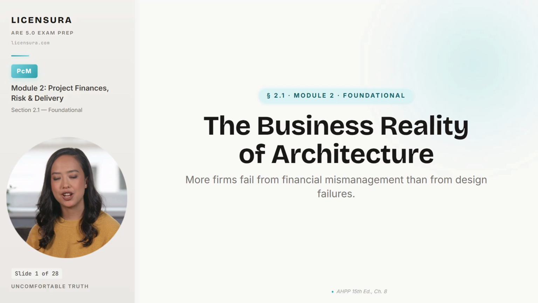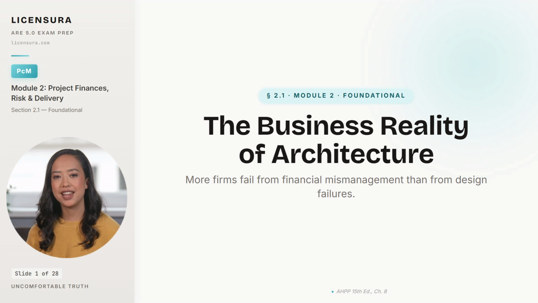NCARB tests this material heavily, between 29 and 35% of the PcM exam, for one simple reason. When a firm runs out of cash mid-project, the client's building sits unfinished, and that is public harm. Exactly the kind of harm the licensing exam exists to prevent.